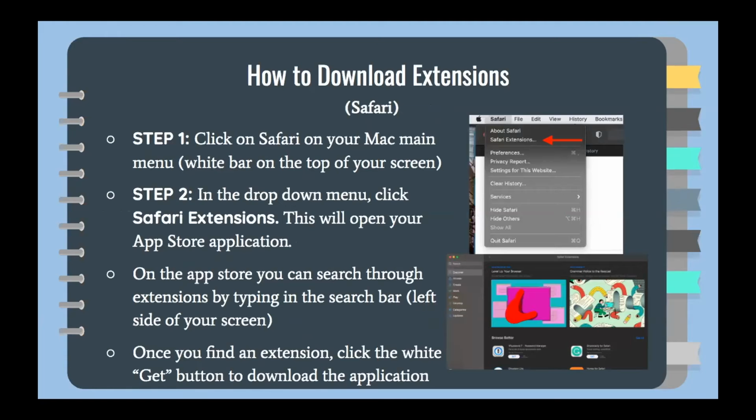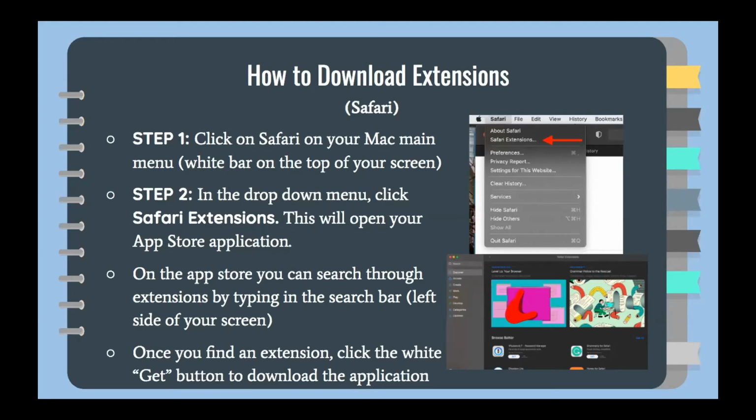Downloading extensions in Safari. Step 1, click on Safari on your Mac main menu, the white bar on the top of your screen. Step 2, in the drop-down menu, click Safari Extensions. This will open the App Store application.